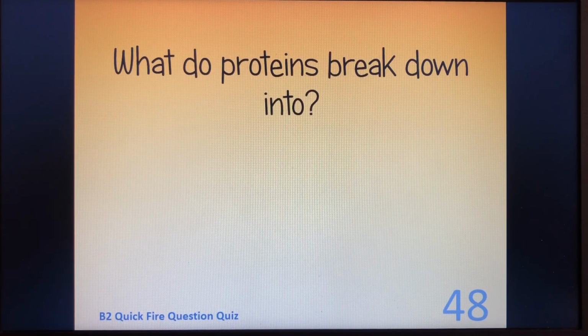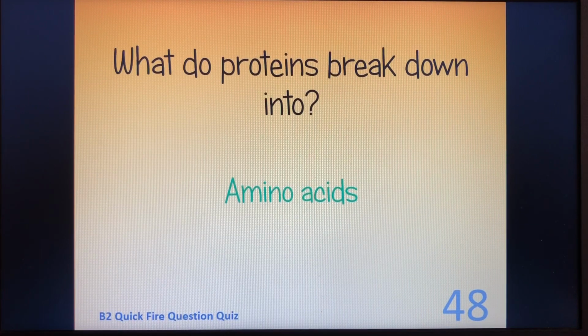Question 48. What do proteins break down into? Two-word answer. Not two products, just two words for the one product. So when they're digested, what do they become? And they become amino acids. So the pepsin, first of all, does the breaking from proteins into peptides, and then trypsin takes those peptides and breaks them down further into amino acids, which are small and soluble.